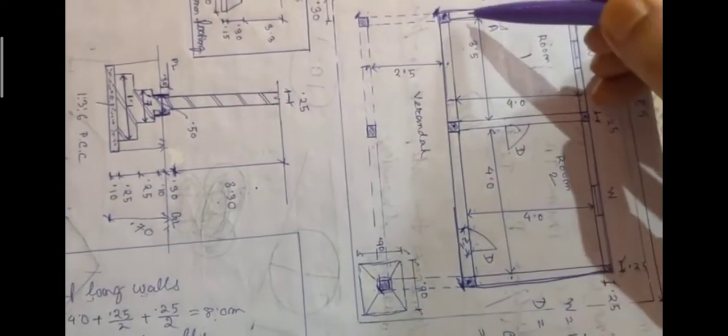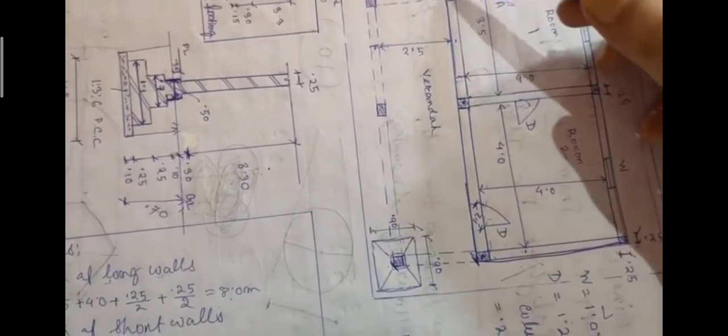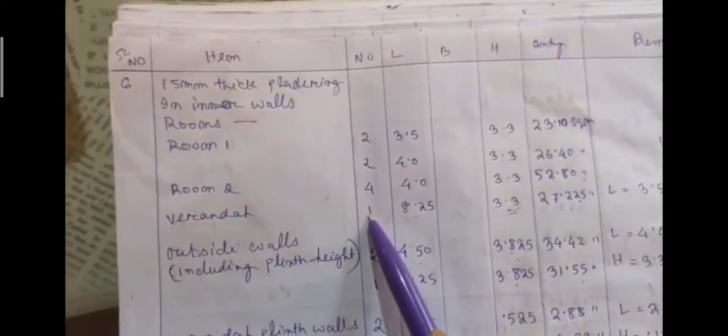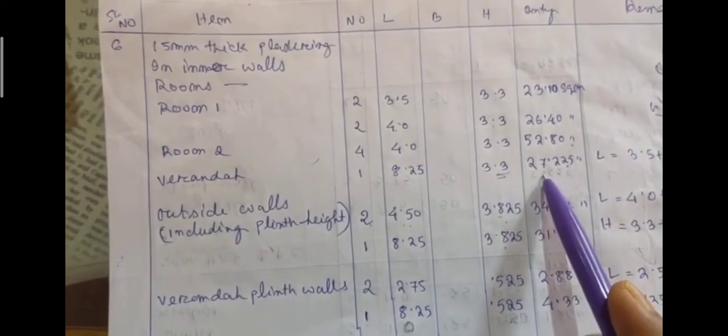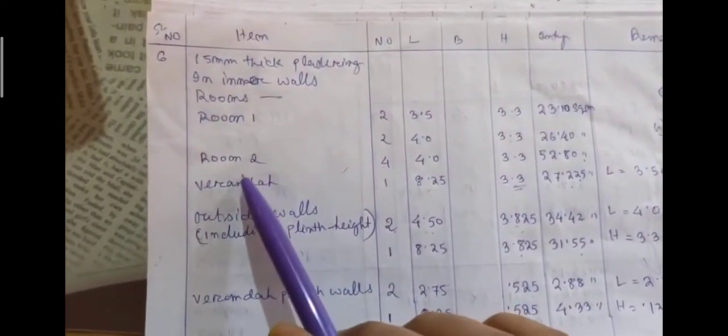It is very easy. This is 0.25, it is already shown in the drawing. This is 0.25, 3.5 plus again 0.25 plus 4 plus again 0.25. So this is the length of this wall and height we already know is 3.3. So length of the veranda wall is found out to be 8.25. Only one wall is there, 8.25, and the height is 3.3, and this is the quantity. In this way we have calculated the plastering quantity for all the inside walls.